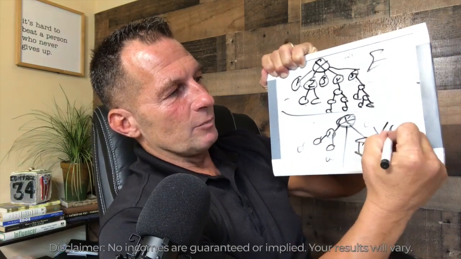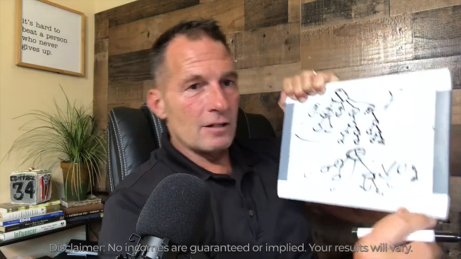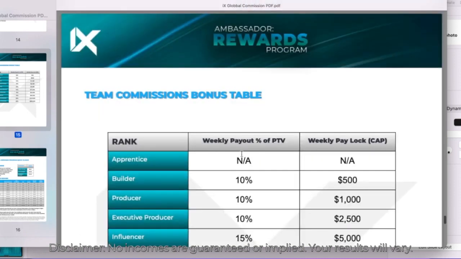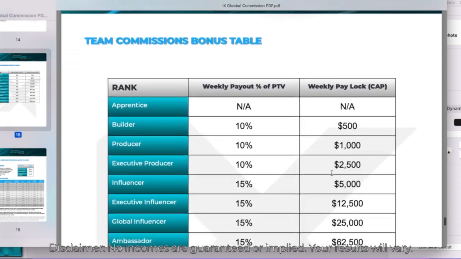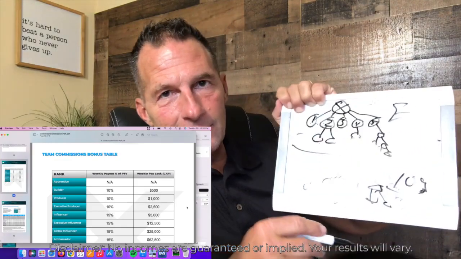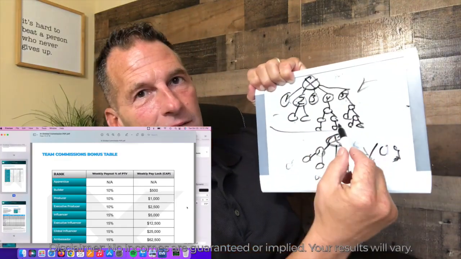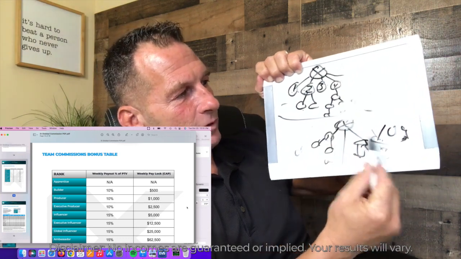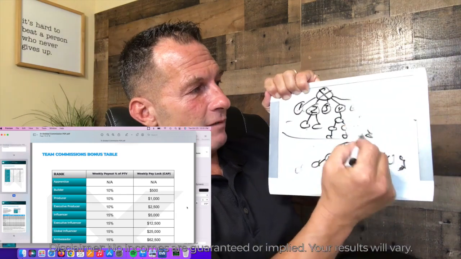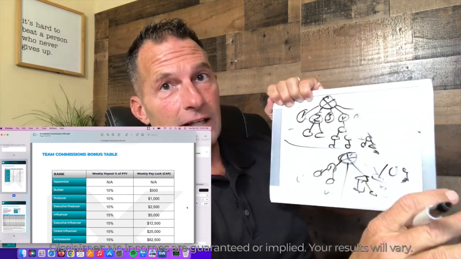Depending on that, you're eligible for the 10%, and back to the cap right there on executive producer, you're at $2,500 weekly. So as you can see, if you just did this, you're not leaving any money on the table. You really aren't going to leave any money on the table unless you have somebody that comes in and just annihilates it right out of the gates.